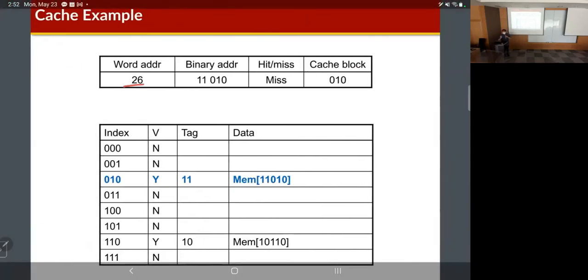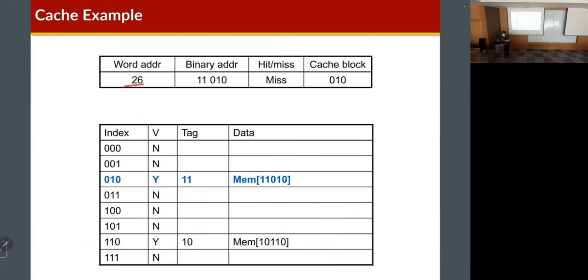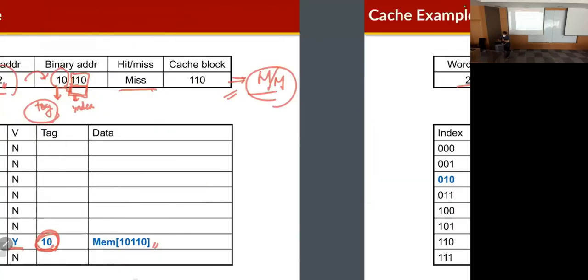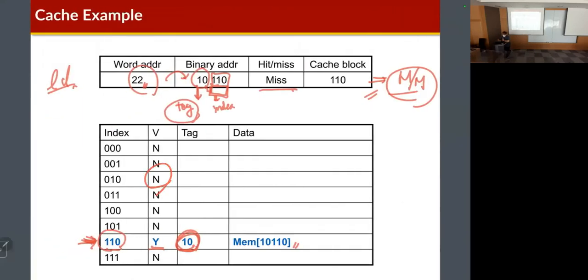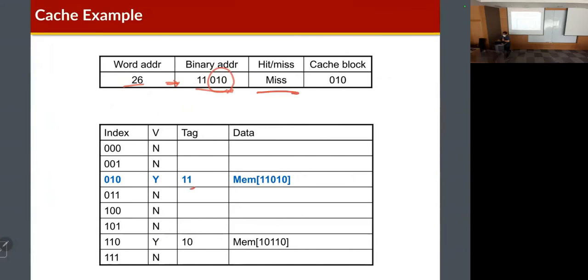Later, another address is requested. We can translate this word address to a binary address here. The index is 101, and there is no data here. So this is a miss, and this part becomes the tag. It accesses the main memory, data is read from the main memory, and then this data is stored in the cache.